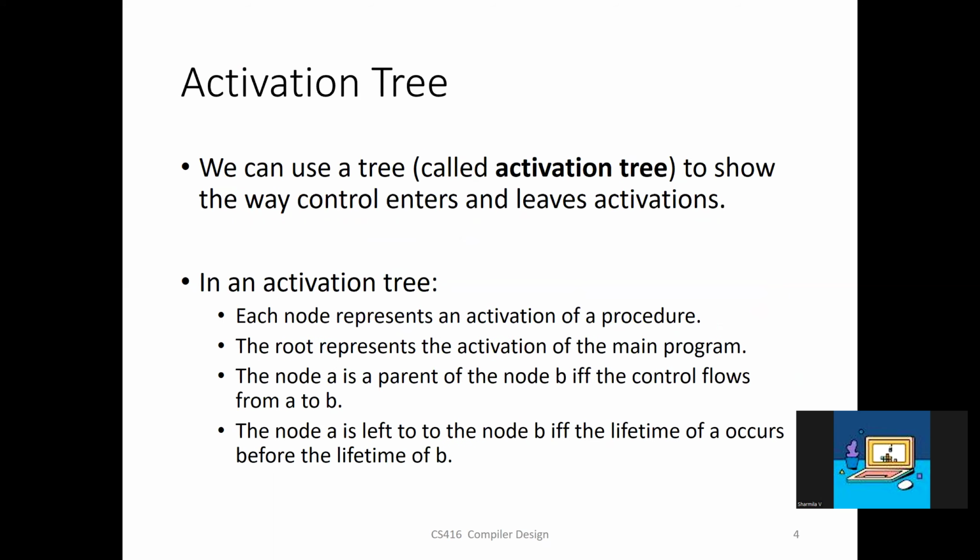A tree called the activation tree is used to store the way control enters and leaves activations. In the activation tree, each node represents an activation of a procedure, and the root represents the activation of the main program. If node A is the parent of node B, control flows from A to B. Node A is to the left of node B if the lifetime of A occurs before the lifetime of B.